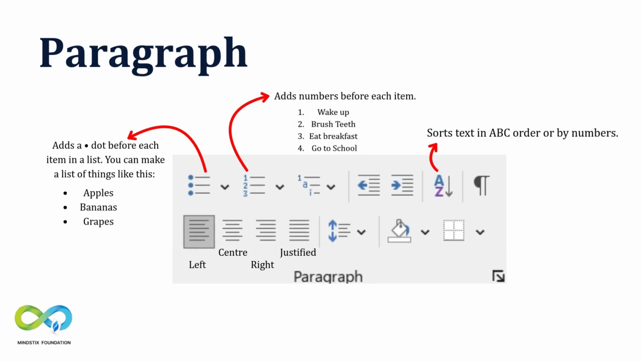You can also make lists. Bulleted lists use small dots before each line. Numbered lists use numbers. This is helpful for steps or group points. There is also a sort tool. It arranges text in alphabetical or number order automatically.